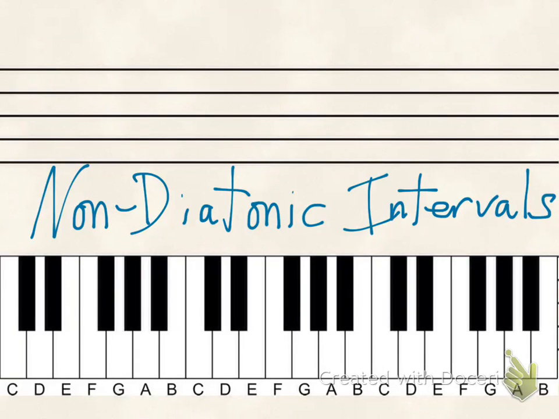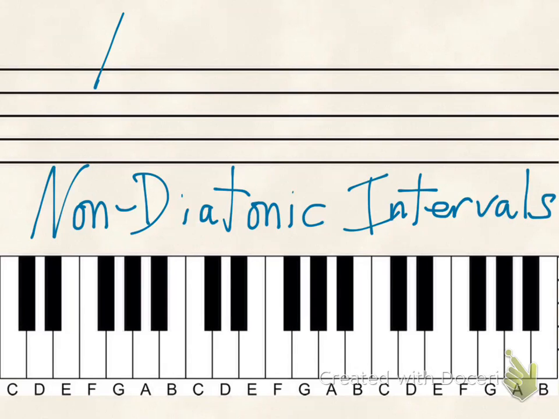Hello, in this video we're going to practice producing some non-diatonic intervals. Diatonic just refers to the diatonic collection, so that collection of whole steps and half steps that we usually call a major scale. There are all sorts of intervals you can find just using the pitches in a major scale, but there are certain intervals that you cannot find in a major scale.